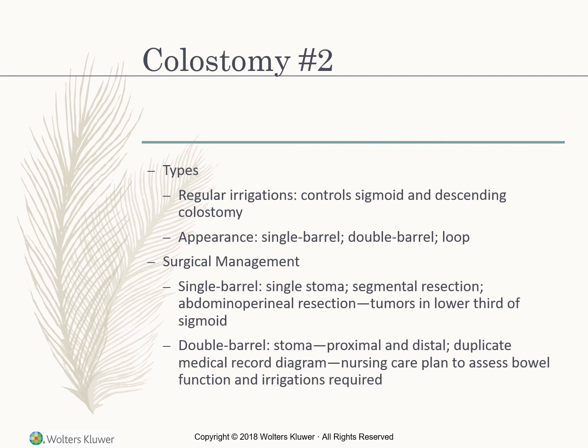Surgical management, in terms of the types of barrels: the single barrel is a single stoma, a segmental resection, an abdominoperineal resection with tumors that were in the lower third of the sigmoid. The double barrel stoma is proximal and distal, and the nursing care plan is to assess bowel function, and irrigations are required.